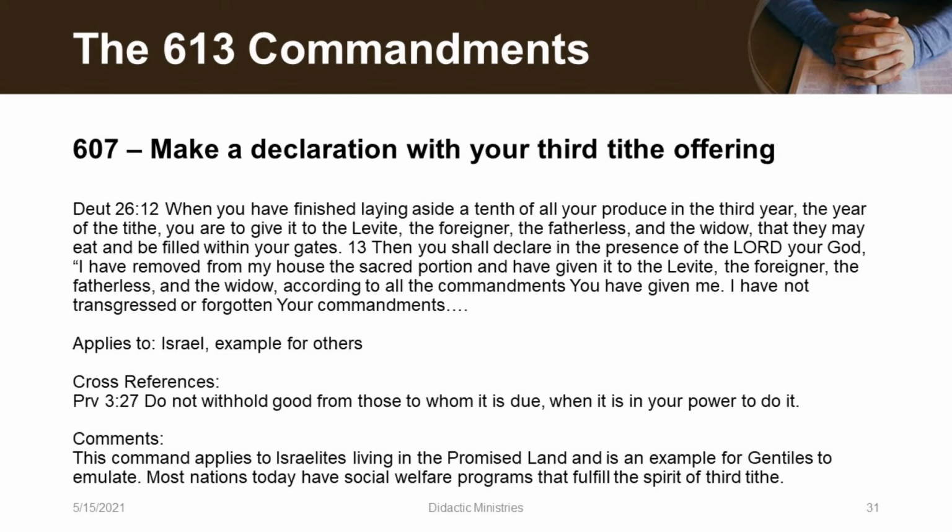Today, modern nations have social welfare programs that fulfill the spirit of this third tithe law. Proverbs chapter 3, verse 27 says, do not withhold good from those to whom it is due, when it is in your power to do it. So today, we have social welfare programs that implement the spirit of these Torah commandments.